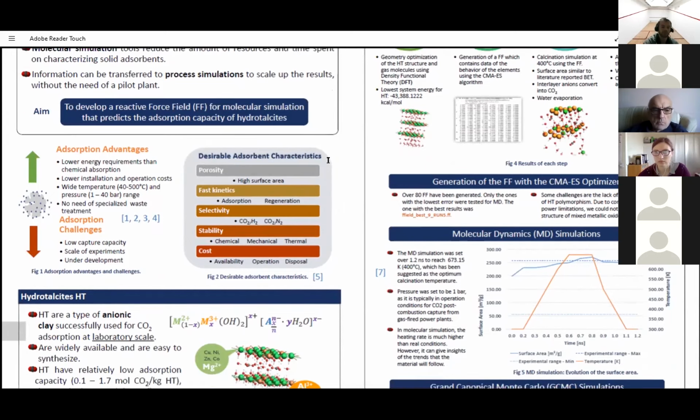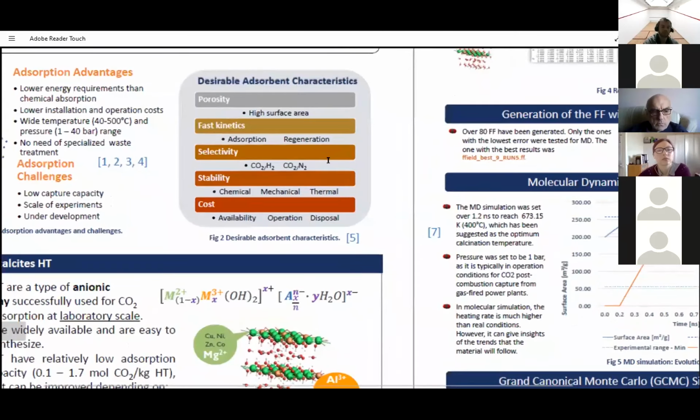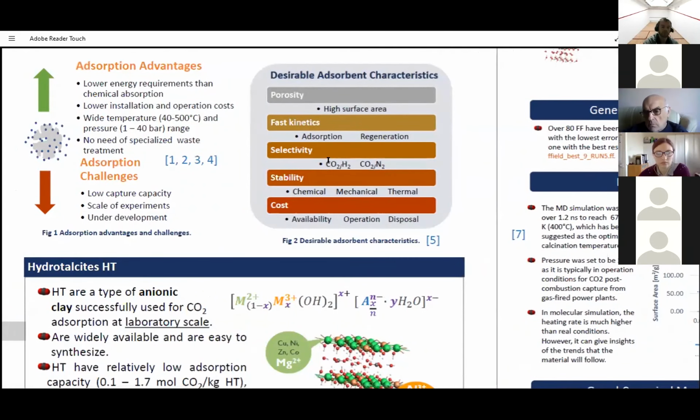So first, just a little bit about the absorbents. As I mentioned, they usually have a lower requirement for regeneration, and also they have a wide temperature and pressure range of applications. So you can use them for pre-combustion or for post-combustion. In the case of hydrotalcite, you can use it for both, which is quite nice. They can be used at very high temperatures. So it's kind of a good material to do these type of studies.